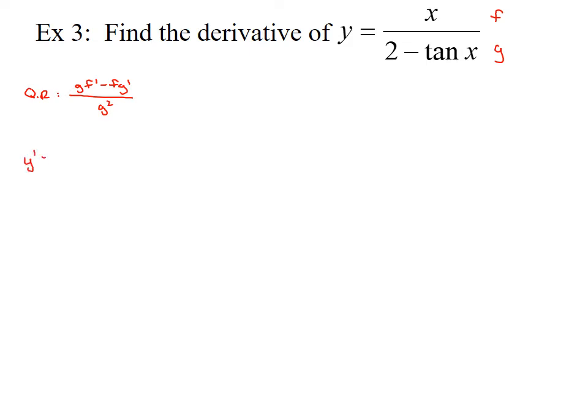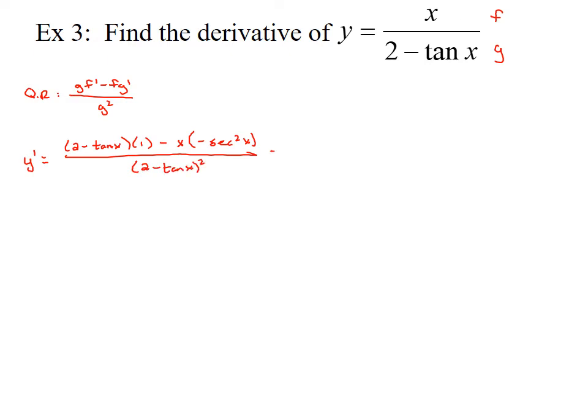So y prime can be found as being your g, which is 2 minus tangent of x, times f prime, which is just 1, minus f, which is x. The derivative of g, the derivative of 2 is 0. The derivative of tangent is secant squared, but the negative in front means you have to write this as negative secant squared all over g squared.